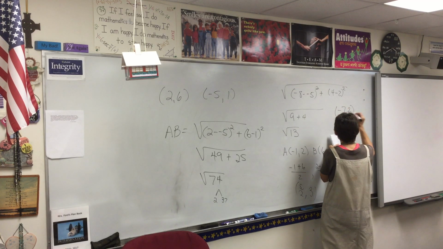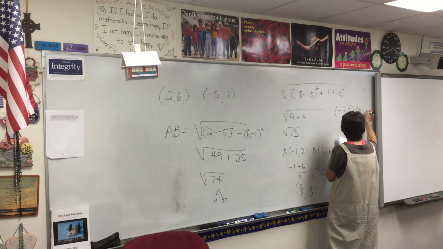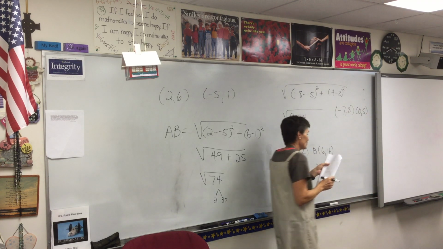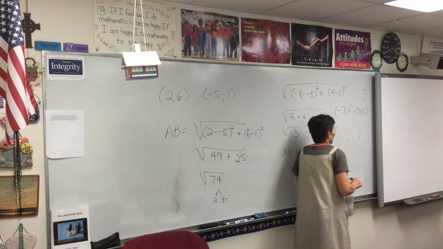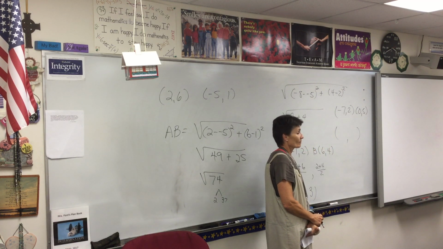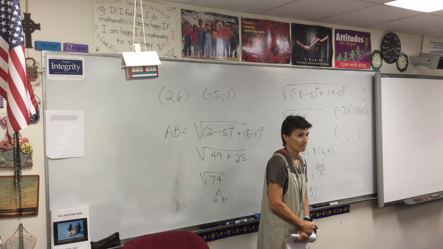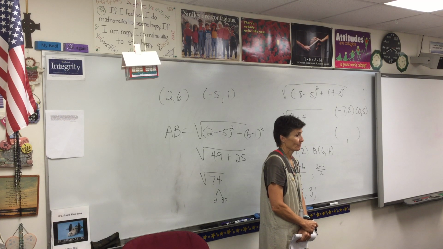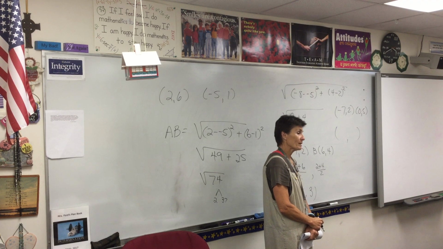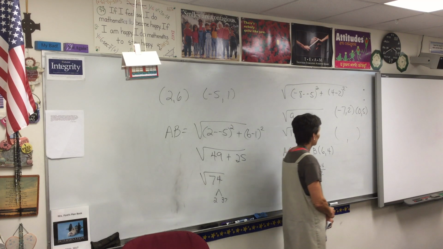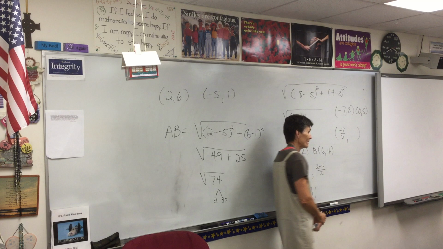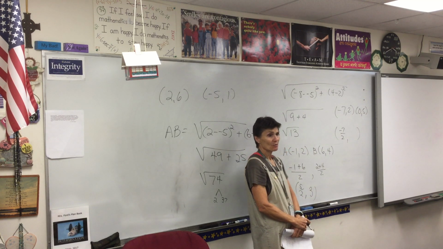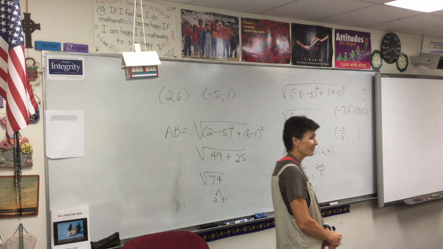Letter B, I'm sorry, letter B. We have -7, 2 and 0, 5. What will our midpoint be? Add your x's and divide by 2. So what do we get when we add our x's? -7/2, that's it, period. Don't make it hard, it's easy. You add your x's, divide by 2.